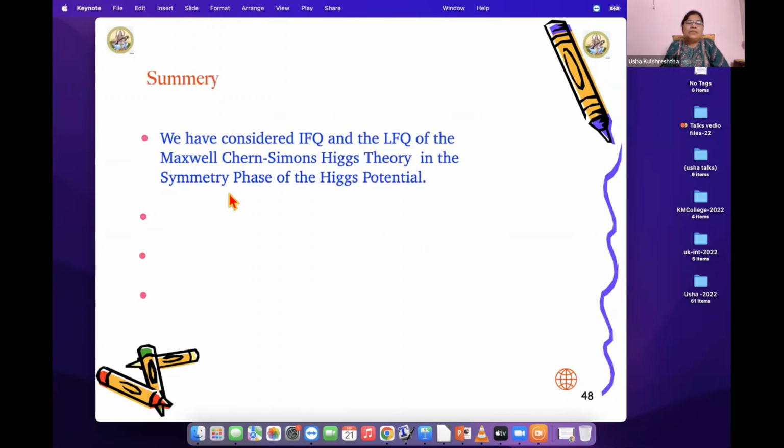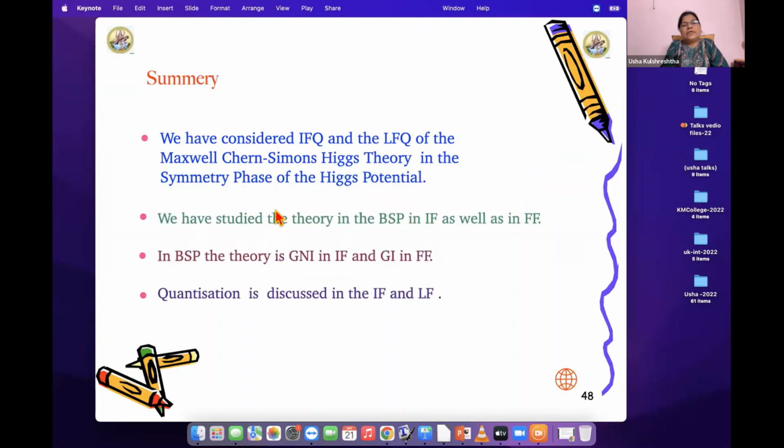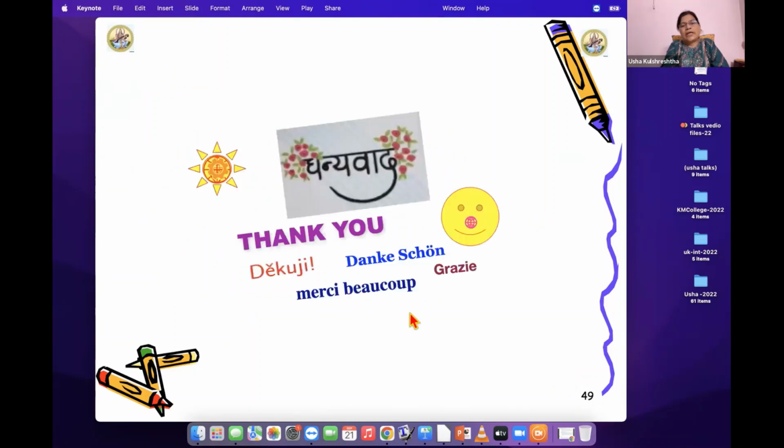So I come to the summary. We have considered instant form quantization and the Light-Front quantization of the Maxwell Chern-Simons Higgs theory in the symmetric phase and in the broken symmetry phase of the Higgs potential. I have presented the instant form as well as the front form quantization of this theory. And I have shown that in the broken symmetry phase, the theory is gauge non-invariant in the instant form, and it is gauge invariant in the front form. Also, we have discussed the quantization in the instant form and in the front form. So thank you.